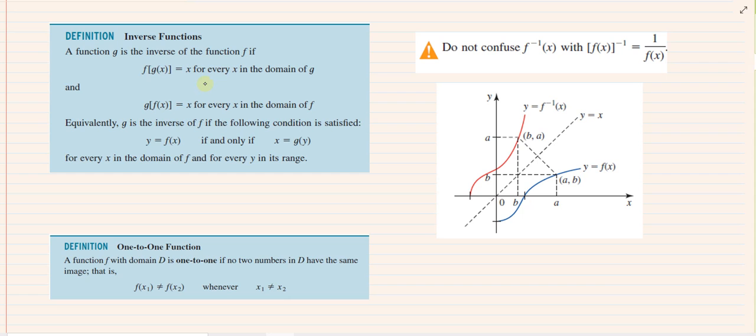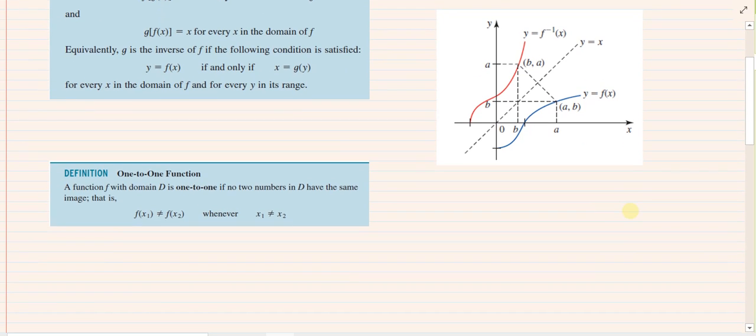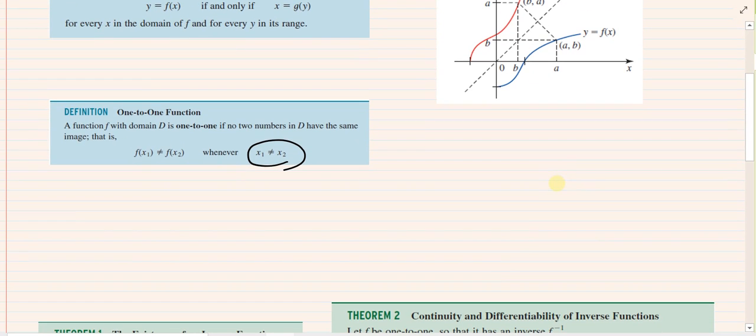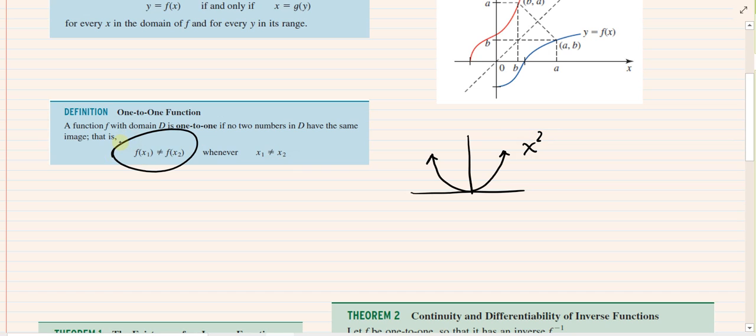Okay, the next definition is that of a one-to-one function. A one-to-one function is one so that anytime the x's are different, the function values must be different. To clarify what I mean, let's say I'm making up the basic parabola here, y equals x squared. Anytime x1 and x2 are different, the function values must be different.